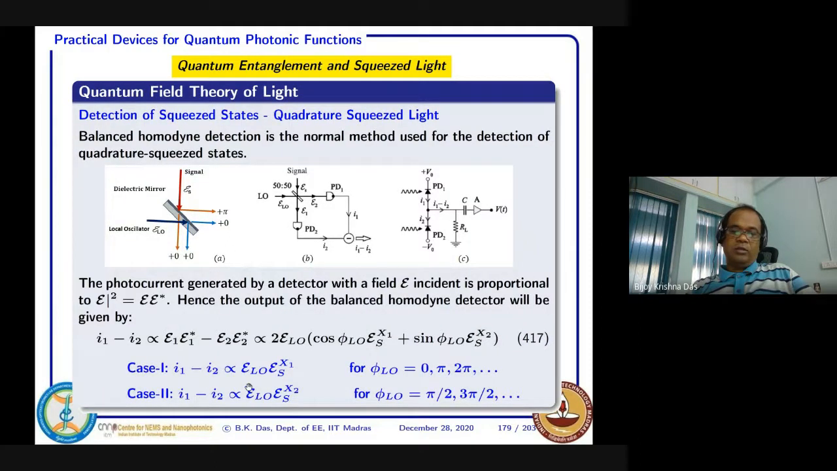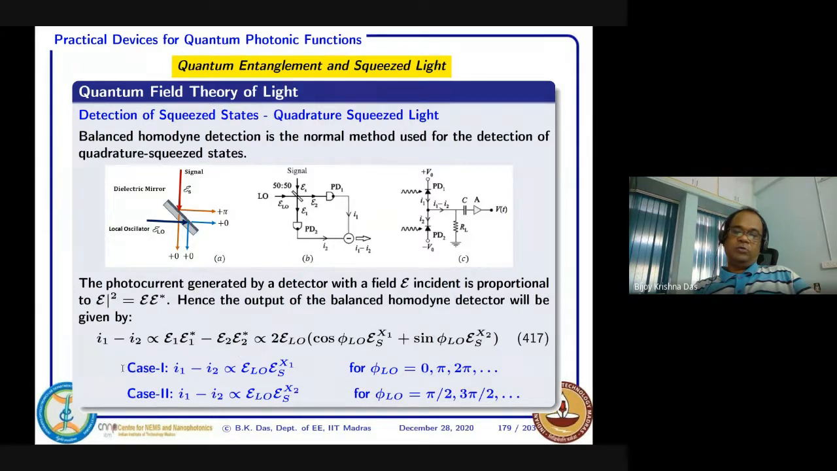And then the current output, whatever you will be getting, is proportional to I1 minus I2 in this configuration. So this would be proportional to this one. That is directly we are putting E1 and E2 with complex conjugate.